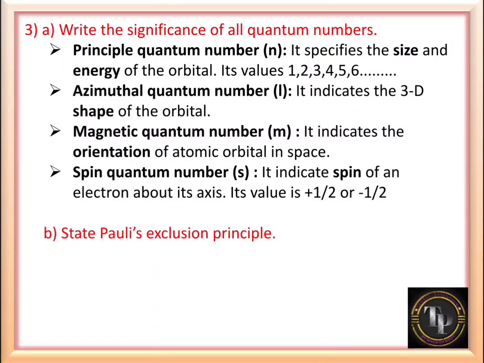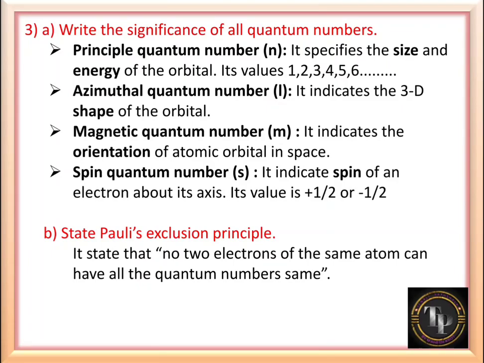State Pauli's exclusion principle, again the same. No two electrons of the same atom can have all the quantum numbers same. This is a very important question. I have told you several times. So many annual examinations have asked the same question, guys.